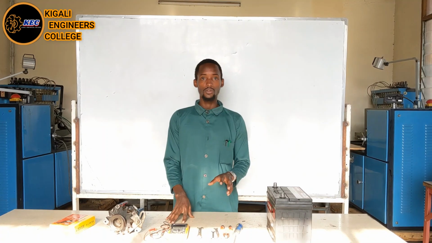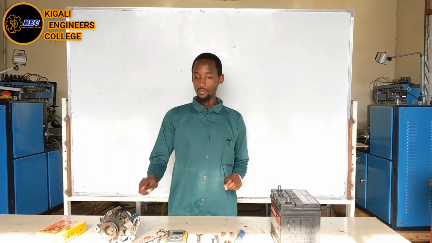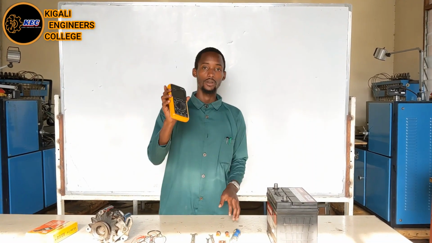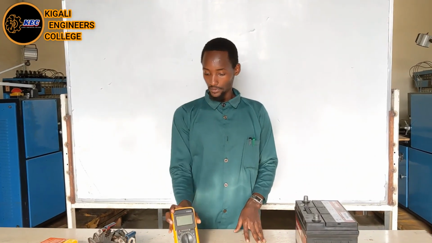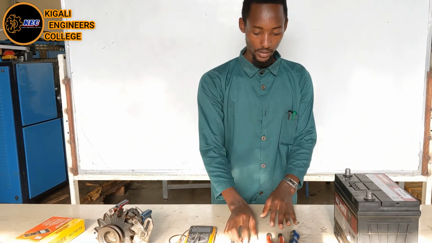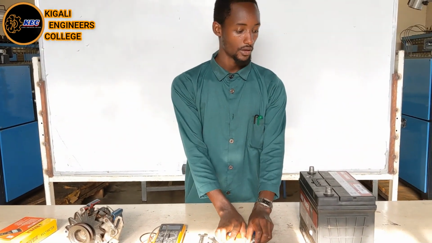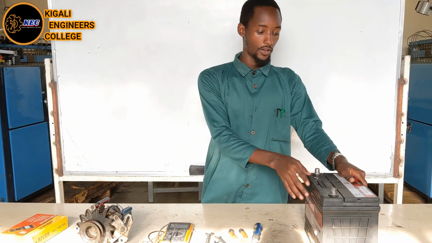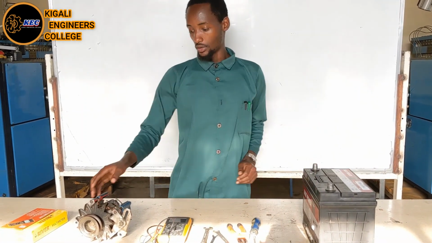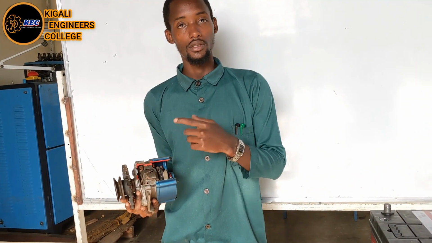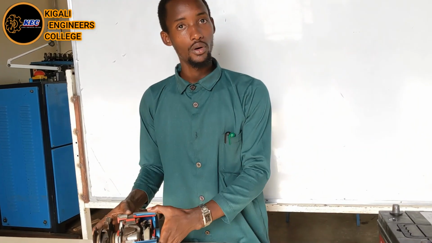Here we have the tools, materials, and components we are using in this session. The first one, equipment, is the multimeter. These are the reeds of the multimeter, spanners, pliers, and screwdriver. Those are tools and materials. We have here a battery, and also this component, which is called the alternator. The alternator is used in the vehicle to charge the battery while the engine is running.